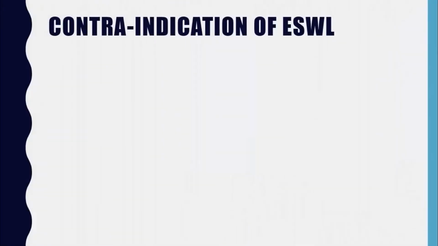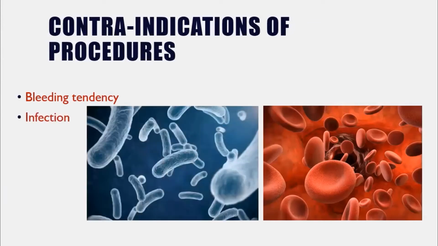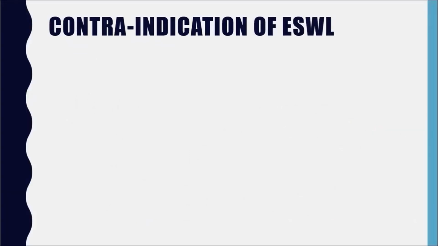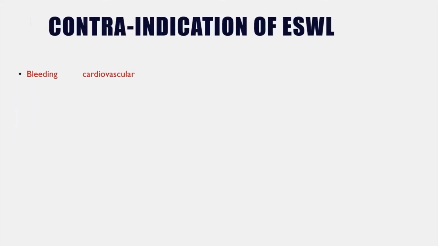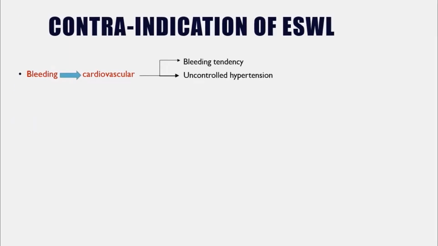Before talking about the contraindications of ESWL, in general, contraindications of most procedures, especially urological procedures, are bleeding tendency and infection. So the contraindications of ESWL, bleeding tendency and infection, are general contraindications. We just expand these two to cover more contraindications because there are a lot of contraindications of ESWL. So instead of saying bleeding tendency, we can say cardiovascular complications that include bleeding tendency itself, uncontrolled hypertension, and the patient who has a pacemaker should be treated with caution.